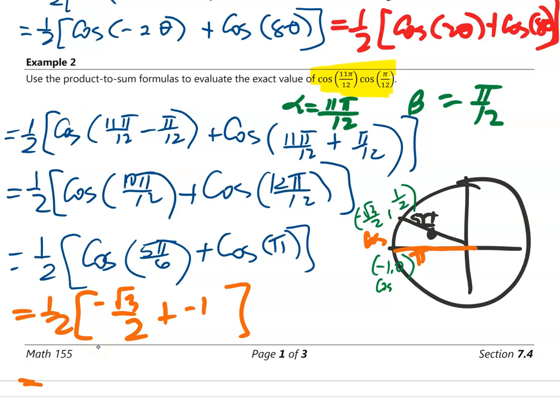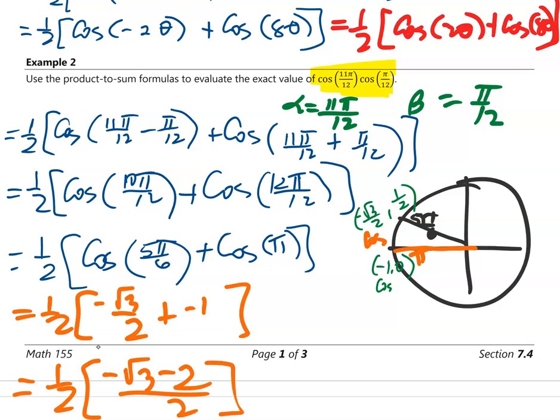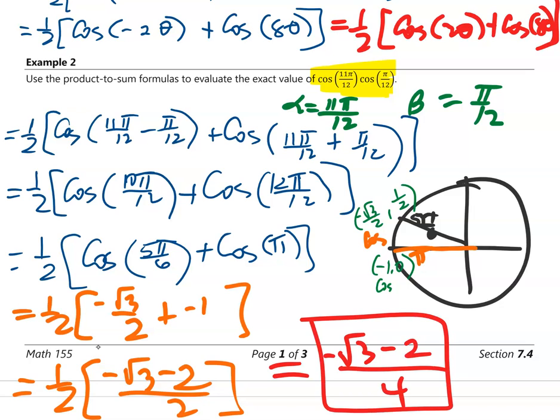Now let's simplify this. So this is 1/2. 2 times negative 1 is negative 2, so negative square root of 3 minus 2 over 2. And this is simply equal to, multiply across, 1 times this is negative square root of 3 minus 2 over 2 times 2, which is 4.